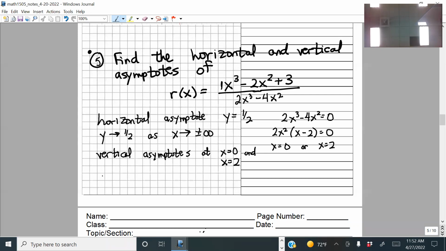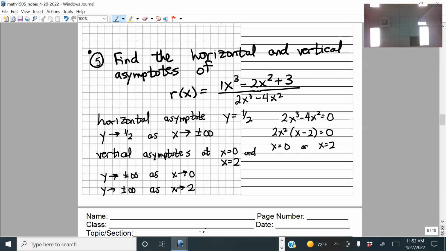And so this means two things, right? Y is going to be approaching plus or minus infinity as x approaches 0. And also y is approaching plus or minus infinity as x approaches 2.